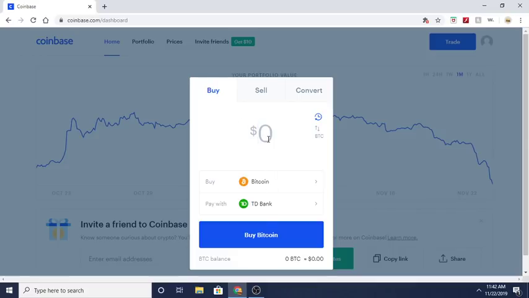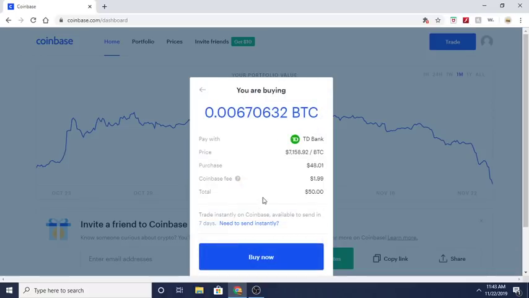So you want to buy 50 worth of Bitcoin. I want to buy 50, but you're not going to get 50 worth of Bitcoin. Keep that in mind, because there's a fee. If you press preview price, you will get $48.01 because their fee is $2.